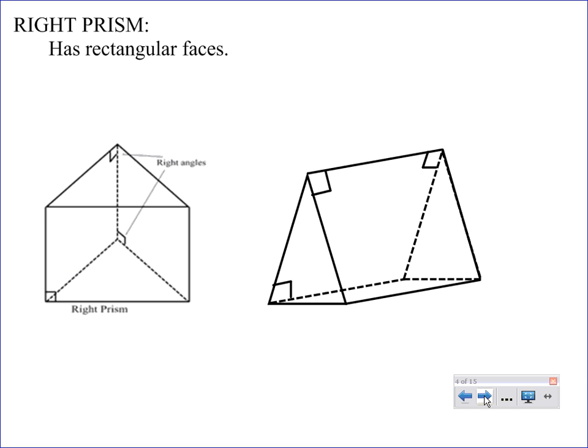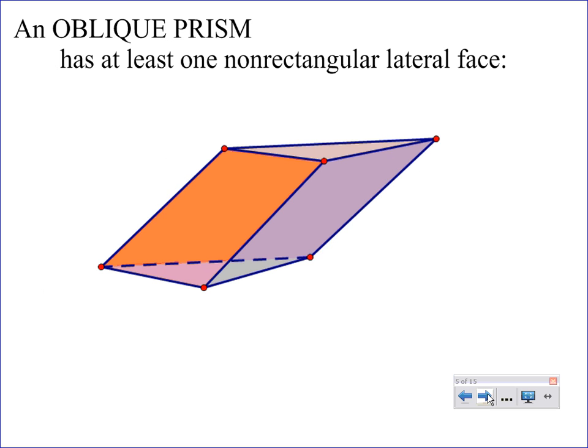Okay, a right prism has rectangular faces. Any figure that's right, which means it's standing straight up and down, has rectangular faces. An oblique prism has at least one non-rectangular lateral face. You'll notice this one looks like it's slanted, almost like a leaning tower. So in order to find the altitude, we'd have to go on the outside of the figure to find it.